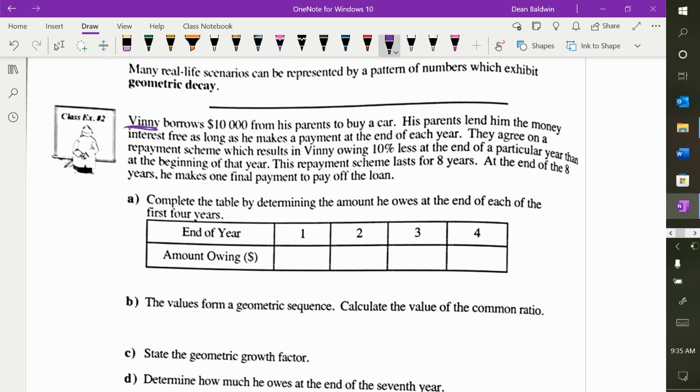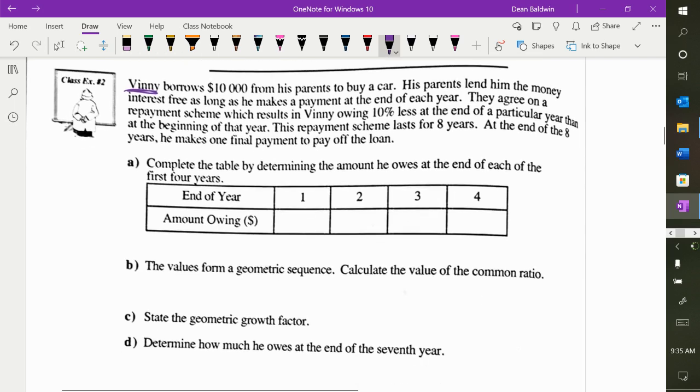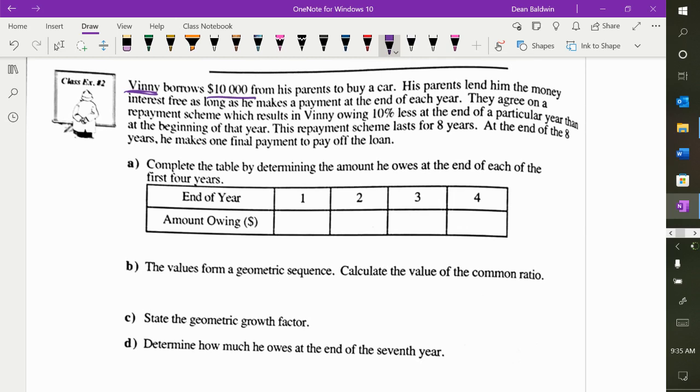After 1 year, how much money does he owe? He's lent 10,000. After year 1, how much does he owe? At the end of year 1, he owes $9,000 because he pays 10% every year, right? Does it go for 8 years? So 10%. What's 10% times 10,000?